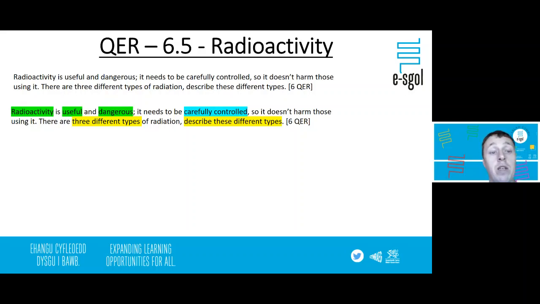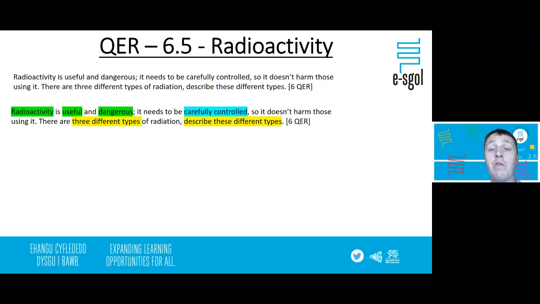There are 3 types of radiation. Describe these different types. So again, I approach it by looking at the command words, from identifying the command words such as radioactivity being the topic, usefulness or dangerous, controlling it carefully, so you might want to mention controlling it, but then the question asks you to identify 3 types and describe the 3 types.